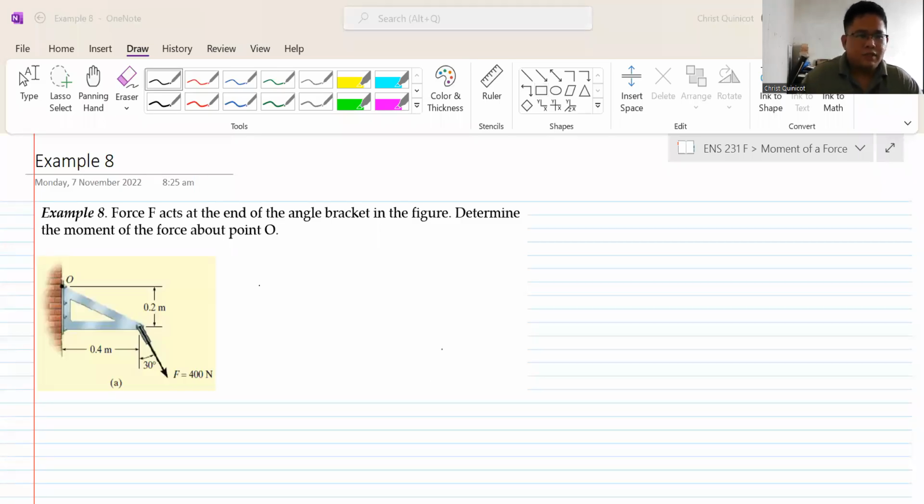Example number 8. Force F acts at the end of the angled bracket in the figure. Determine the moment of the force about point O.